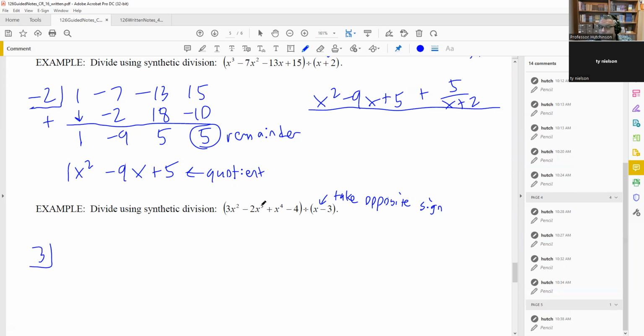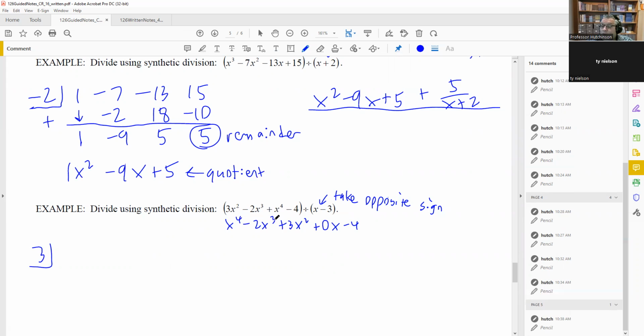Now for this one, before we put this into the long division, let's rewrite this. We want to put this in order from highest to lowest power. So I have x to the 4th minus 2x cubed plus 3x squared minus 4. You must make sure that you put it in order from highest to lowest power. And also what I noticed here too, before I put the -4, notice there's no x term. So I also need a placekeeper in this problem as well.